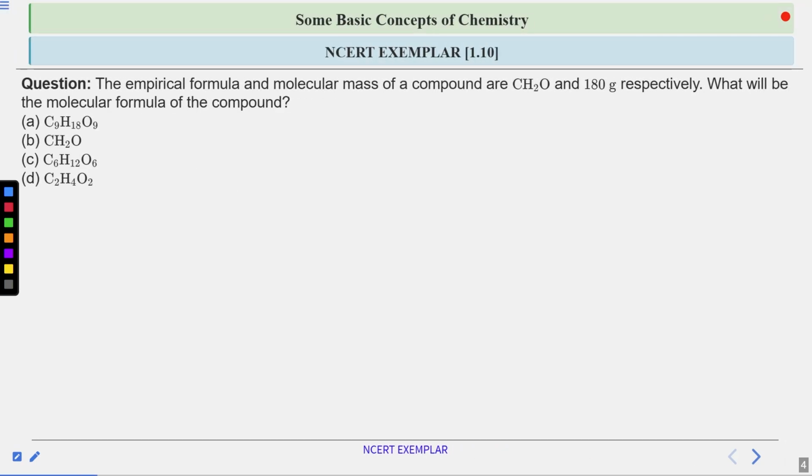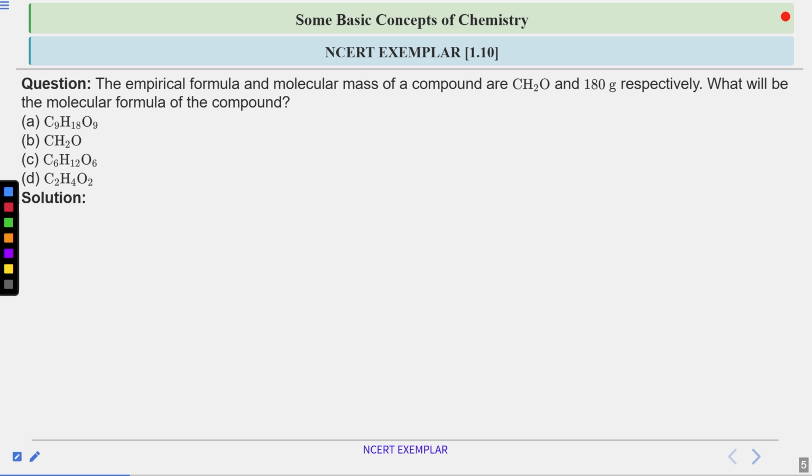So our first question is 1.10. The question is, the empirical formula and the molecular mass of a compound are CH2O and 180 gram. So this is the empirical formula and this is the molecular mass. We have to calculate the molecular formula of the given compound. So these are the four options that are being given.